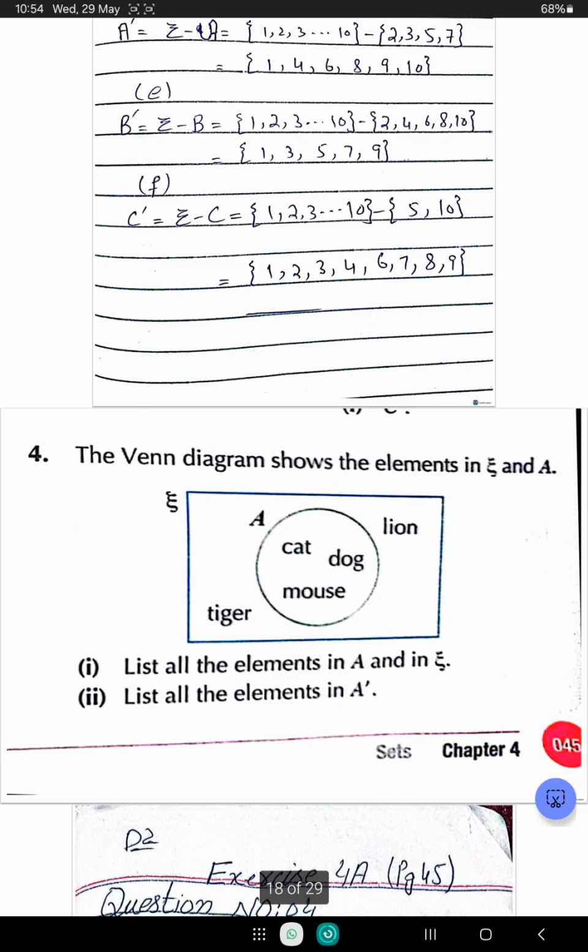Next question: the Venn diagram shows the elements in the universal set and A. The first part is to list all the elements in A and in the universal set. Then list all the elements in A complement.